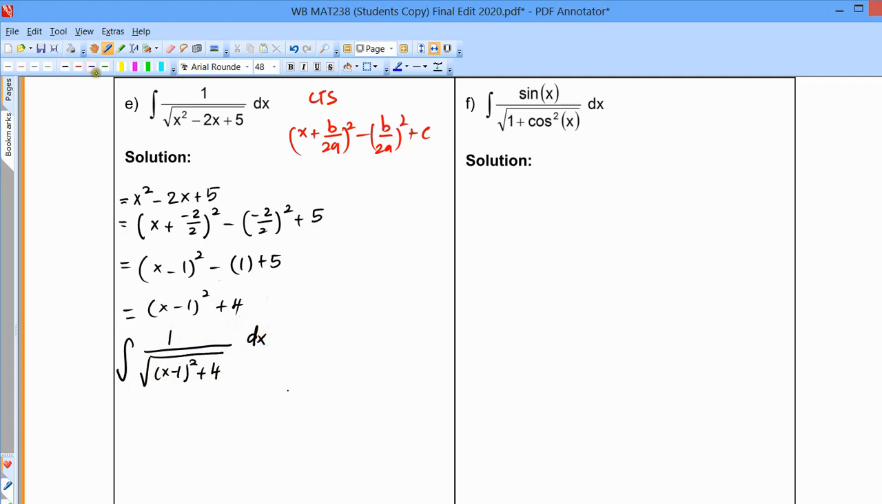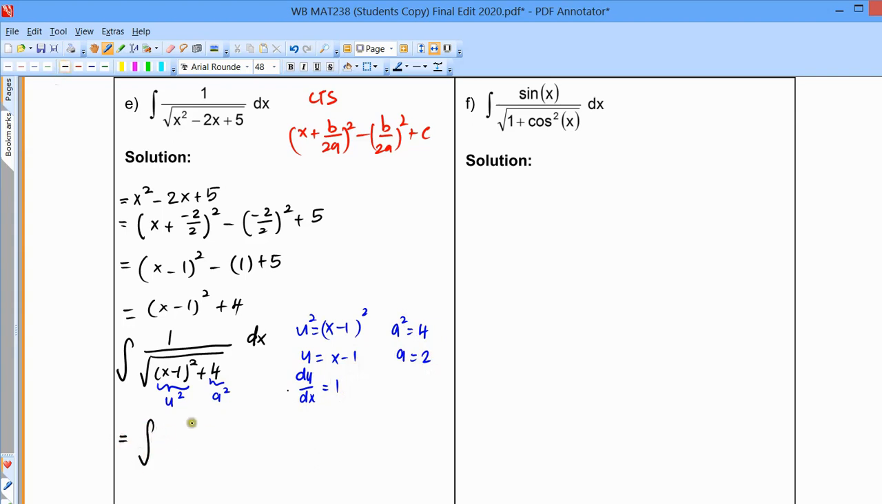Okay, so the next step is you need to use the a squared plus u squared form. Here since you have the x here, so this one becomes the u squared, and then here you have a constant, so this one becomes a squared. Okay, so u squared equals x minus 1 squared, then u will equal x minus 1, then you differentiate, du over dx, you will get equal to 1. Okay, and then a squared equals 4, then a will equal 2. Okay, so now substitute into the question.